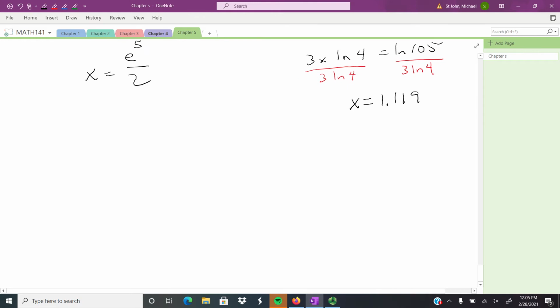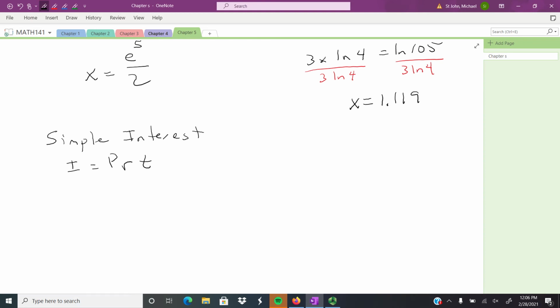Well, then other things that are exponential is when you get to money. And so we have a few other equations to help us. First off is simple interest. I equals PRT. I is the interest. P is the principal. How much money did you put in the account? R is the rate. And T is the time. That's in years.